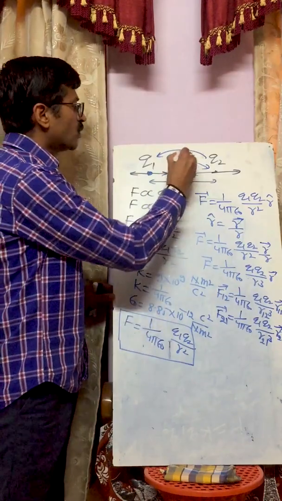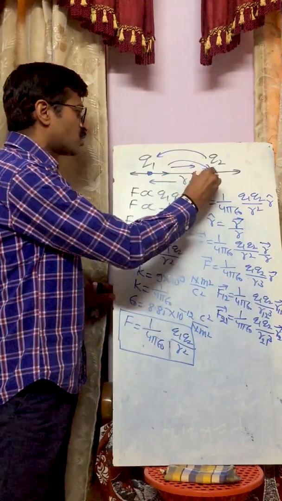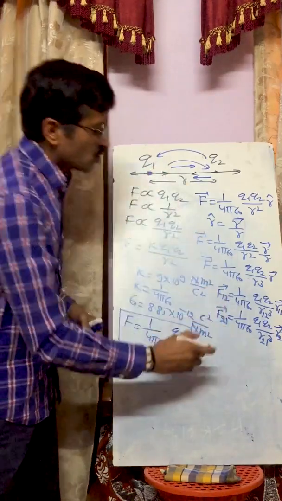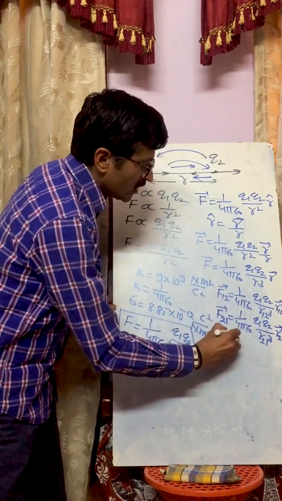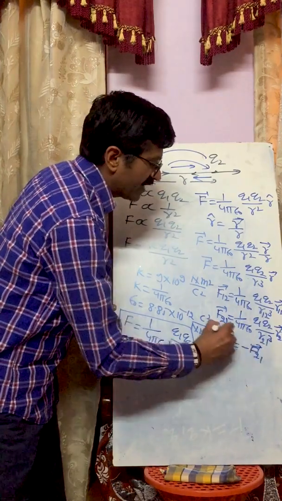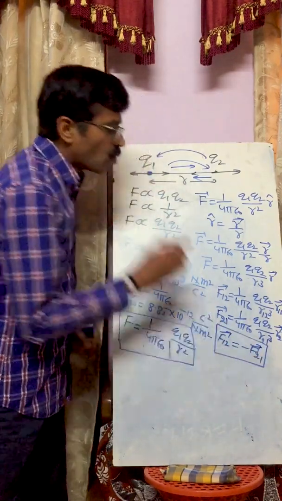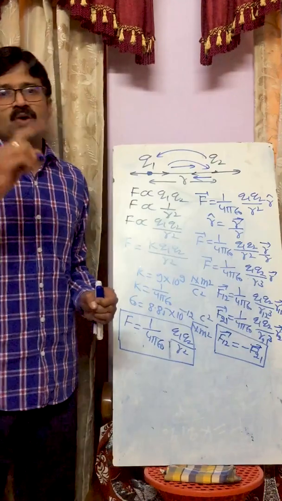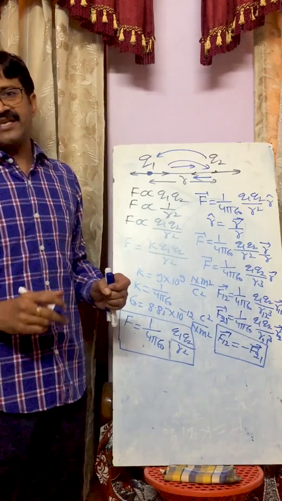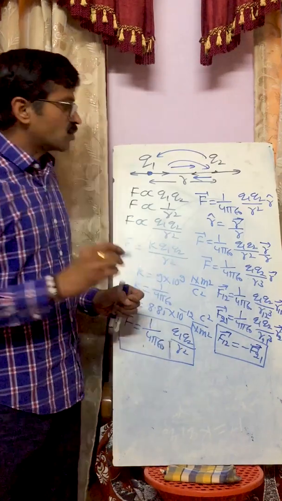Since r12 is in this direction, r21 is in this direction. These both are in opposite directions. So F12 vector will be equal to minus F21 vector. It means Coulomb force always follows the law of action and reaction, that is, Newton's third law. This is about Coulomb's law.